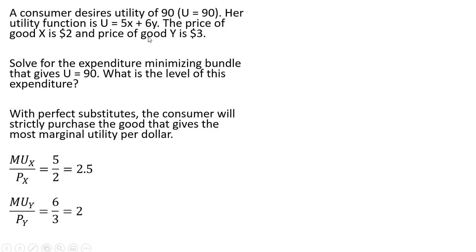For good Y, the marginal utility is 6. Dividing it by its price of 3, we get a marginal utility per dollar equal to 2. So in this case, the marginal utility per dollar is greater for good X than good Y. We get more bang for the buck by buying good X than good Y. So this consumer should buy nothing but good X.